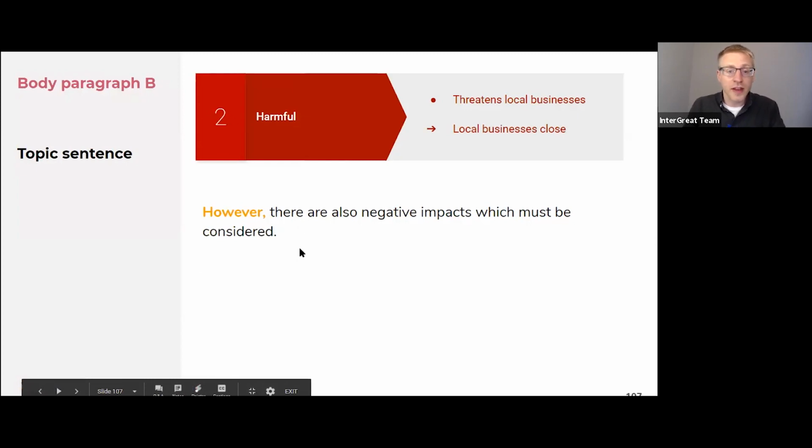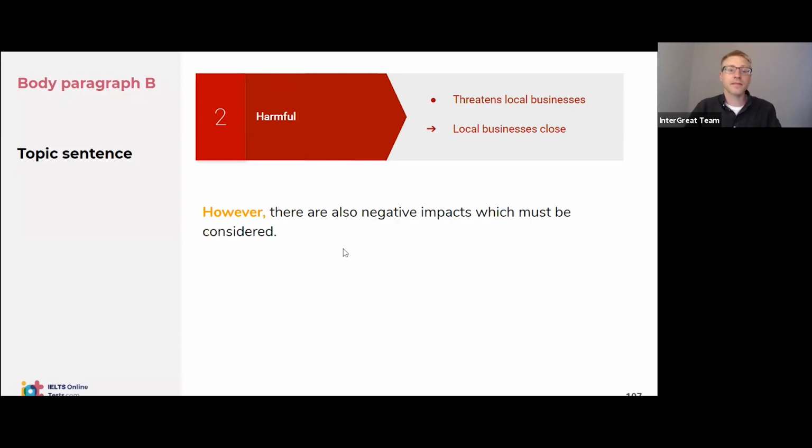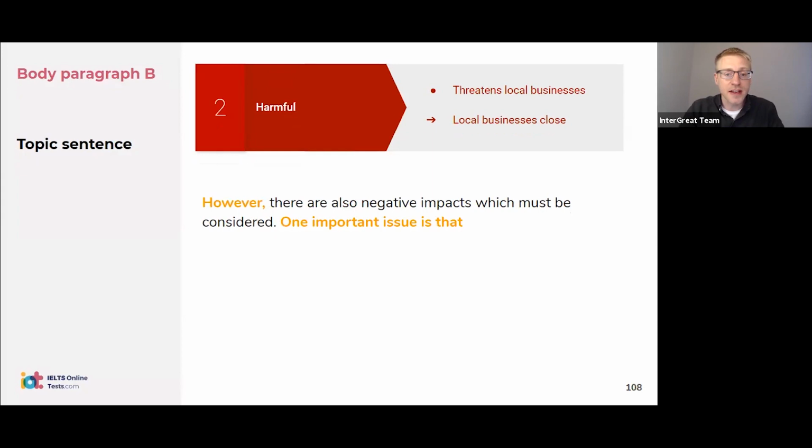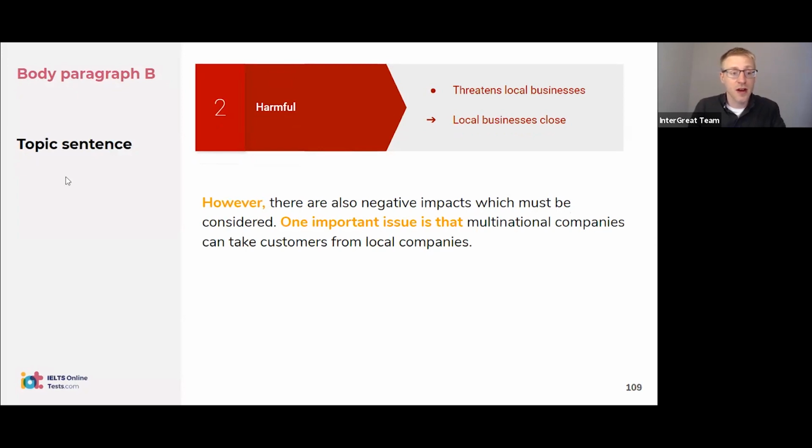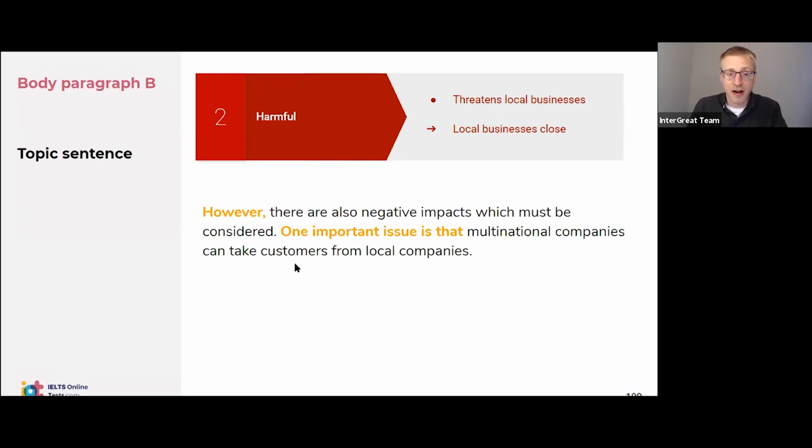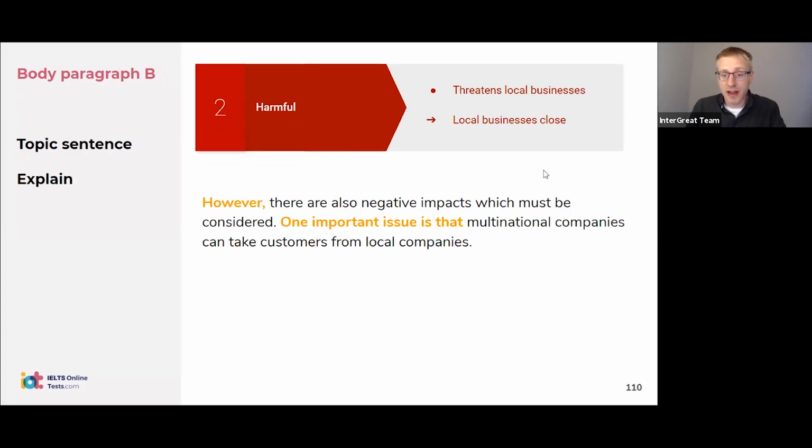So let's think about the negative impacts. Yeah, on the contrary would be fine. One important issue is that multinational companies can take customers from local companies. Okay, that's our main topic for this paragraph. We then need to explain this point. So we can say, this means that, okay? This means that. Having said that is good, Ashley, as well.